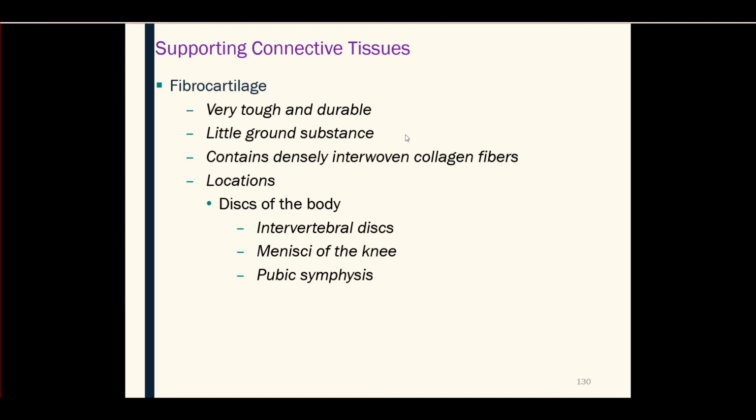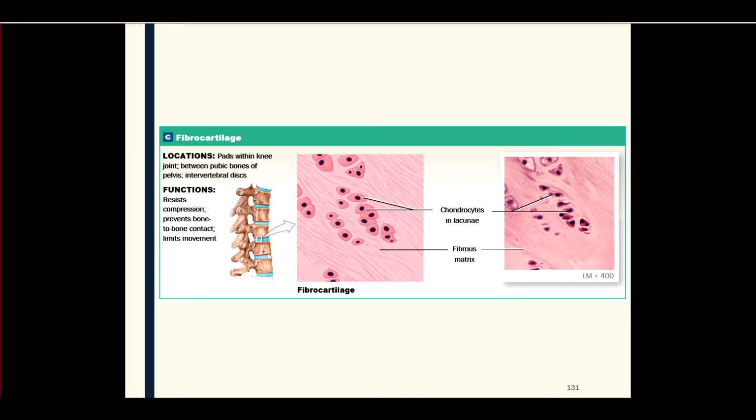As far as location, what I want you to remember is that any disc in the body is going to have fibrocartilage: the intervertebral discs between the vertebrae, and the meniscus in the knee. There's a medial meniscus and a lateral meniscus. That's fibrocartilage. The pubic symphysis is a fibrocartilaginous disc between the two pubic bones. So a great answer, if I ever ask where is fibrocartilage, is any disc in the body. Perfect answer. Here they're showing the intervertebral disc.